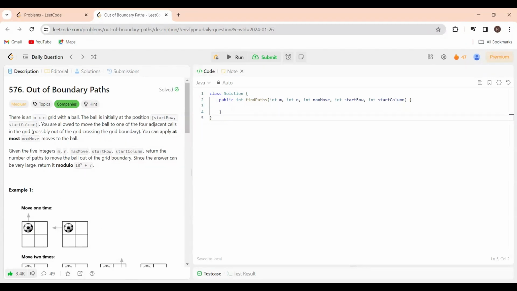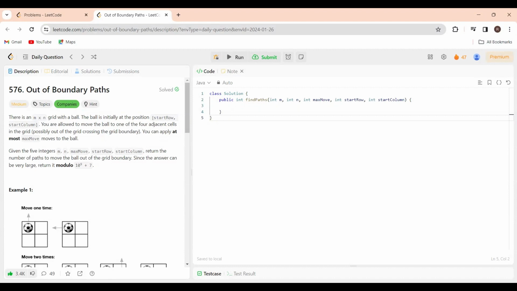Four adjacent cells in the grid, possibly out of the grid, crossing the grid bound. Let us visualize this statement here. You can apply at most max moves. You have to apply only max moves to move the ball from the starting position to any position. So you can move at most max moves.